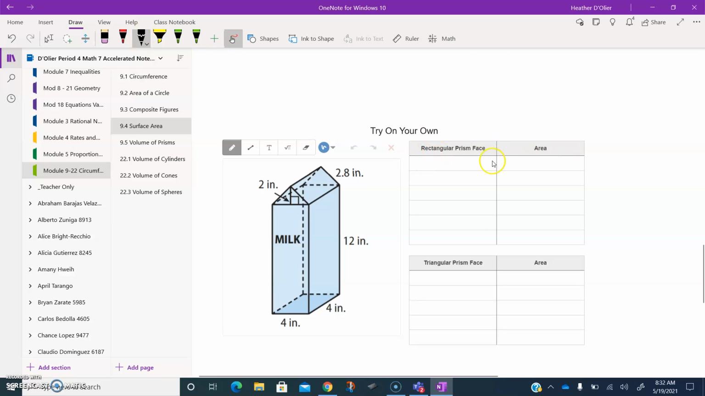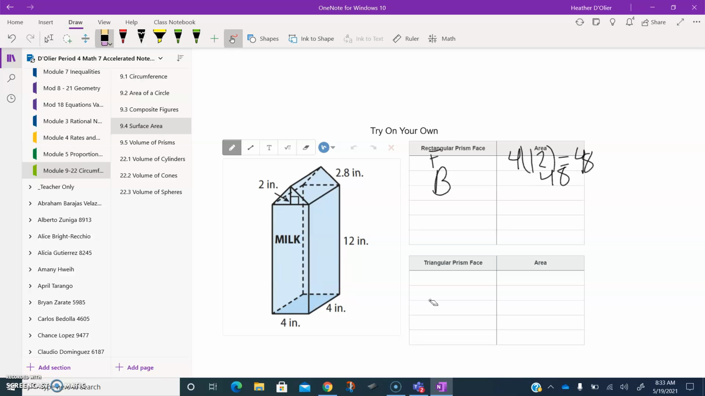So we're going to start with the rectangular prism, just because it's a little easier for me to see those sides. So I'm going to start with the front. Okay, that's 4 by 12. So I'm putting F for front, 4 by 12. What does that equal? 48? Yeah, that's 48. So guess what? That means the back is also 48.